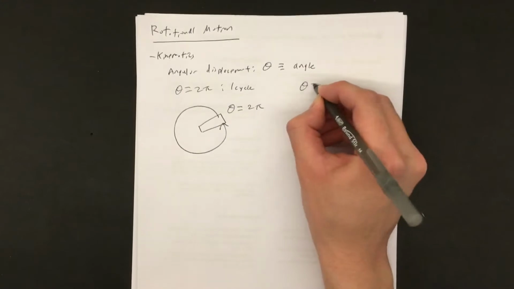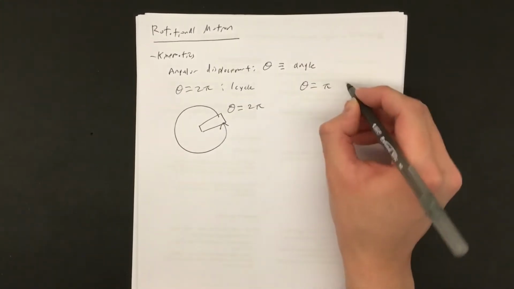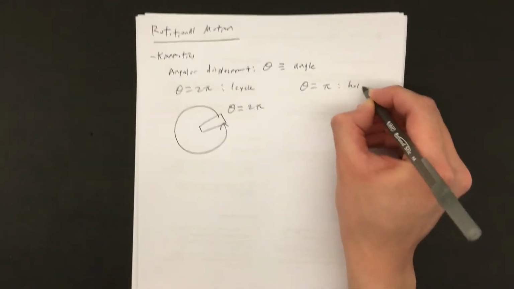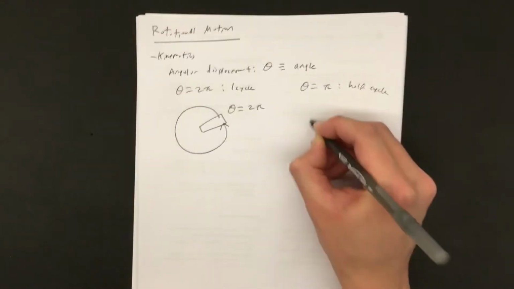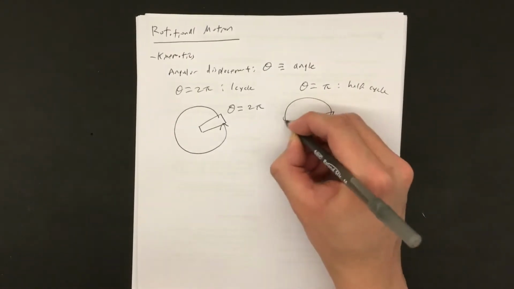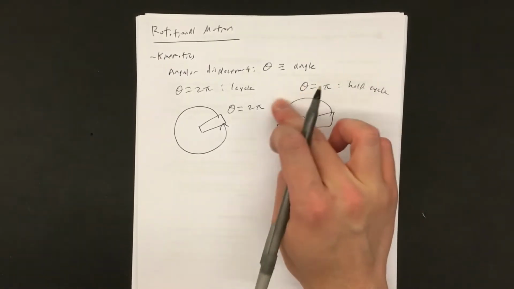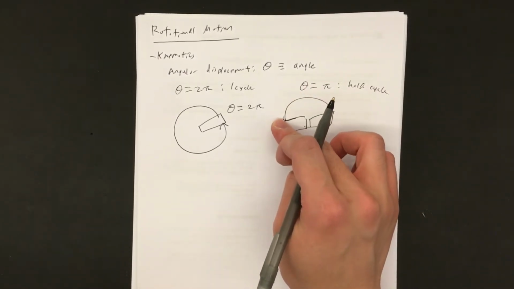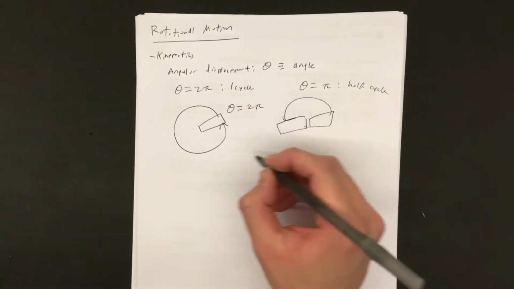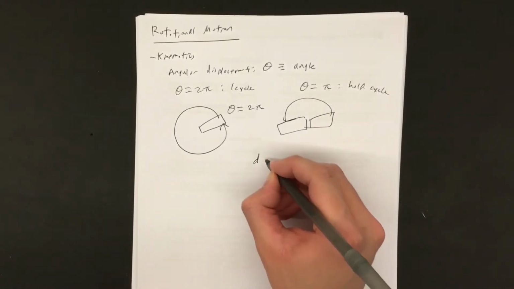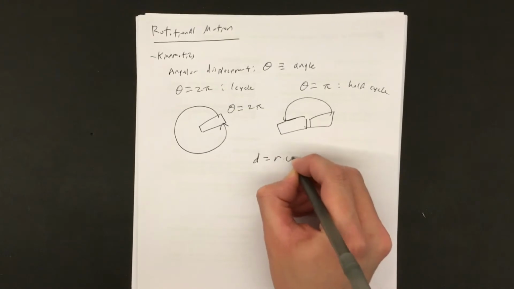Another example would be when theta equals pi instead of 2 pi, this would be half a cycle. So a rod that is rotated by an angular displacement of pi only went through about half a cycle of this rotational motion. So therefore, the distance traveled by an object equals r times theta, where r is the radius.